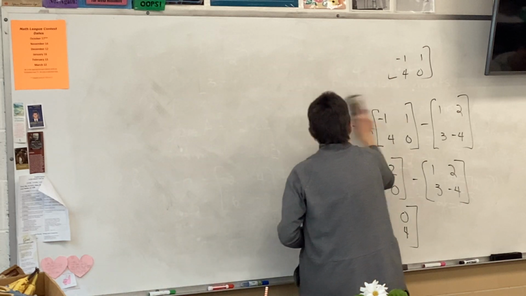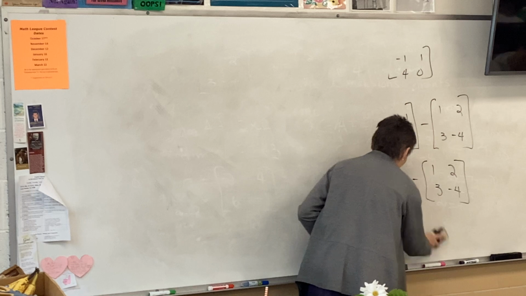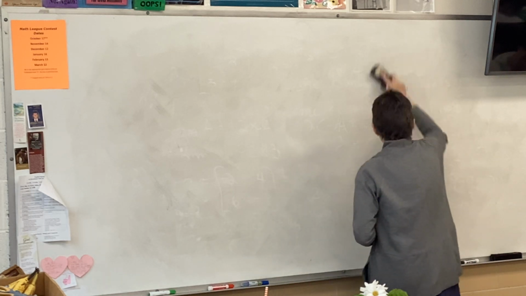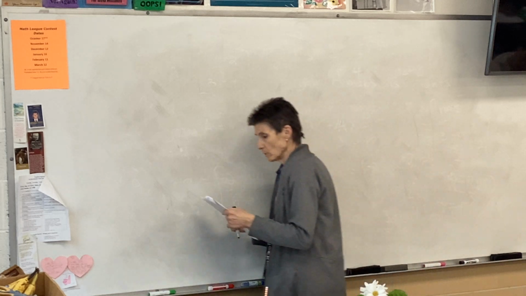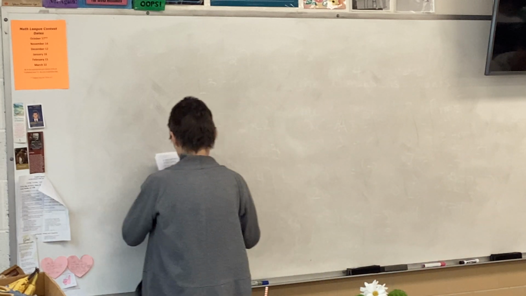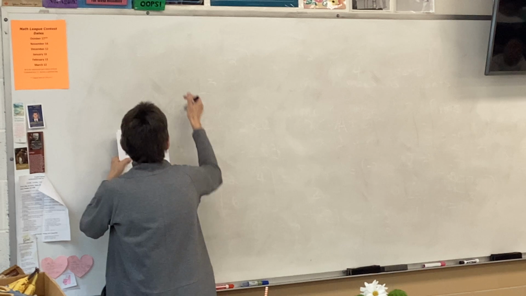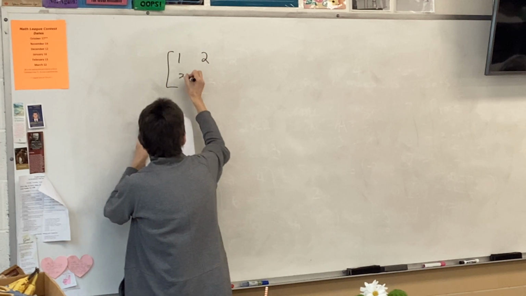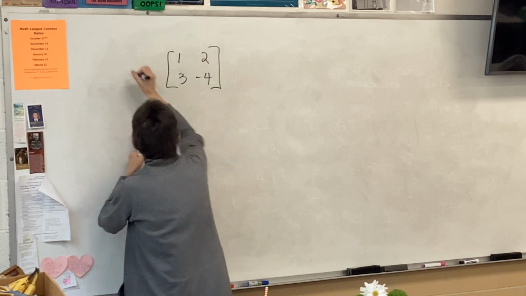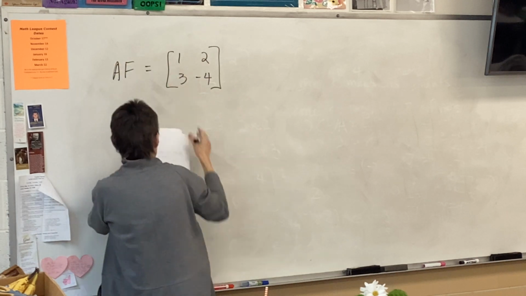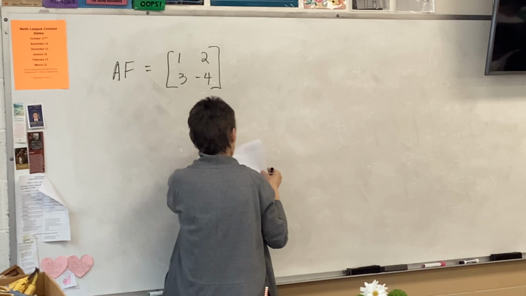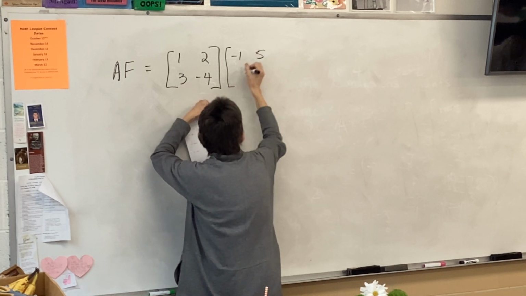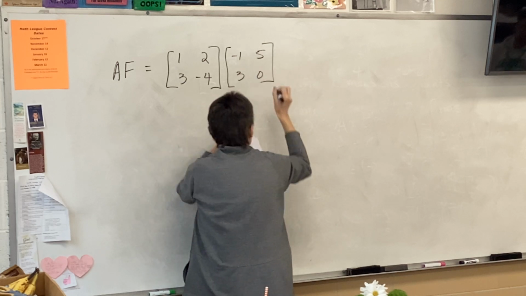Okay. Now the fun's gonna begin. Because now we are going to multiply matrix A, which is 1, 2, 3, negative 4, times matrix F, which is negative 1, 5, 3, 0.